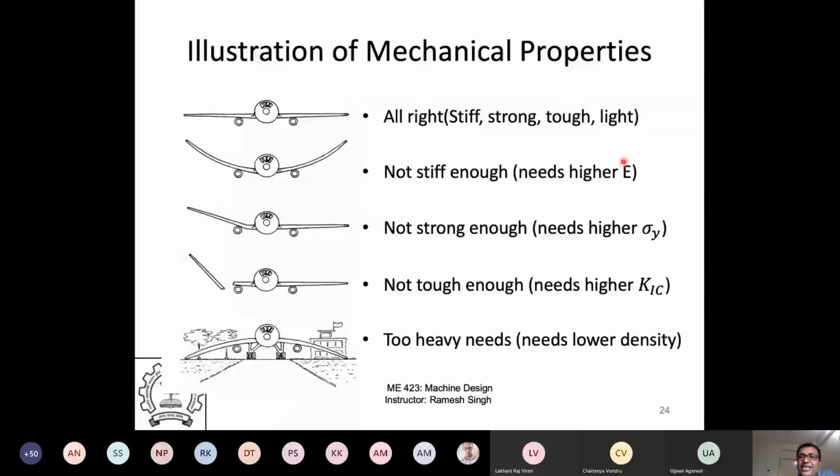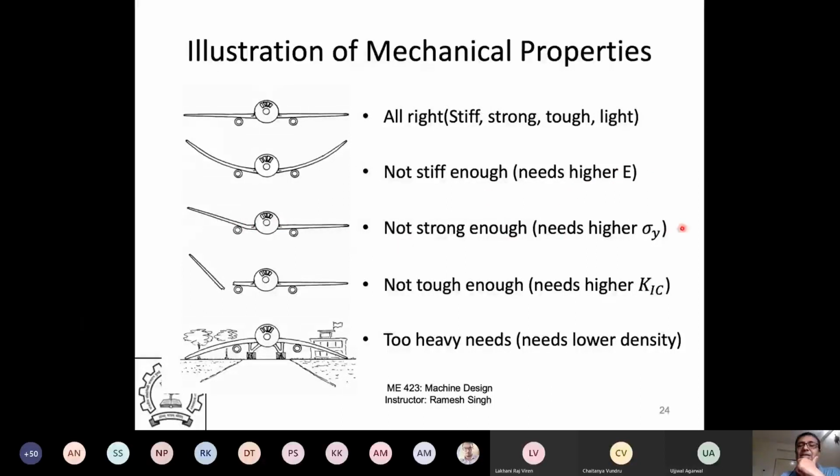But there is another way to increase the stiffness also. There, what you can do is you can have a thicker section. So either I have higher modulus of elasticity or I have thicker section. So that is the only way to have higher stiffness.